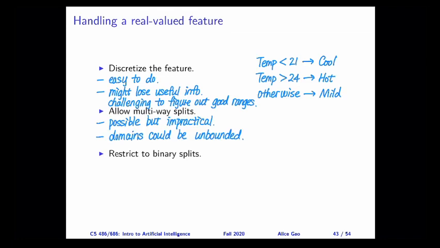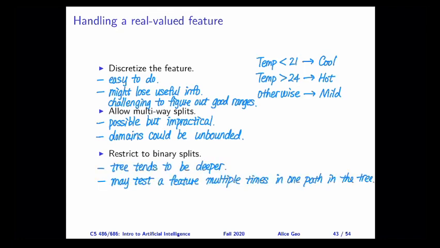As a result, the better option is to restrict to binary splits only. There are some consequences of this. The tree may become much deeper, and in one path in the tree, we may test the same feature multiple times. We're going to follow this third approach. We will deal with the real valued features directly without discretizing them, and we are going to restrict to binary splits only.